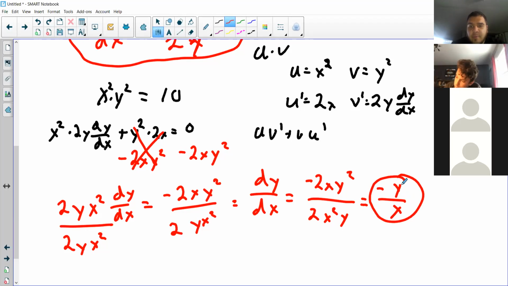So the key part here is remember y is not the same as x. You can't just do x squared is 2x. Every time you differentiate y, you're going to have to deal with a dy/dx out of it. Okay? Does anyone have any questions on that? Okay, so that was 3.7, implicit differentiation.